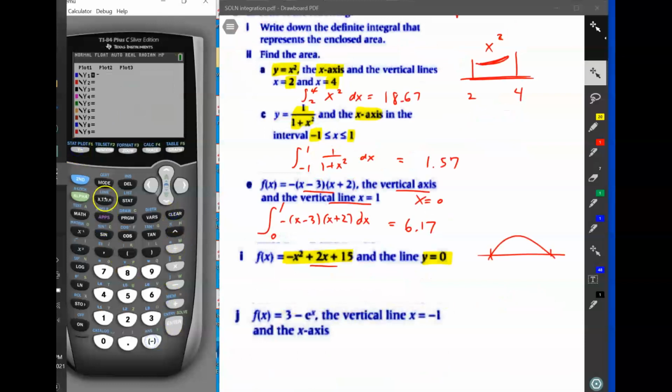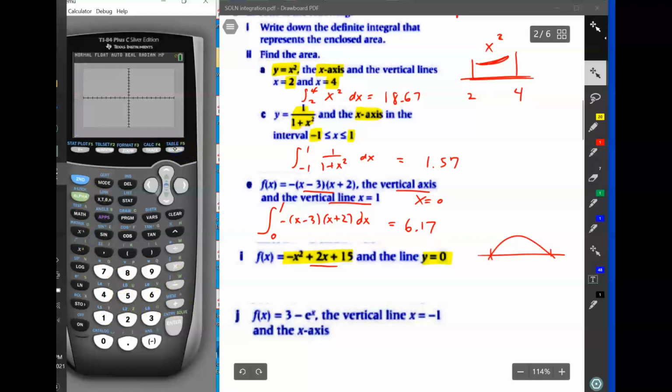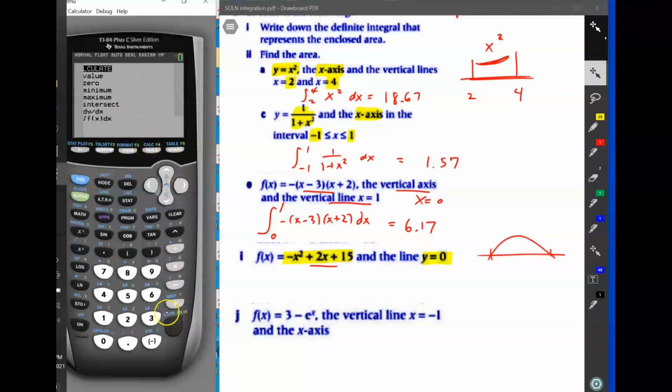So it's negative x squared plus 2x plus 15. Graph. And we're going to find the x-intercepts first, because the two borders that we're going to find the area between are this blue curve and the x-axis. So let's find the intersection points by doing second calc 0.